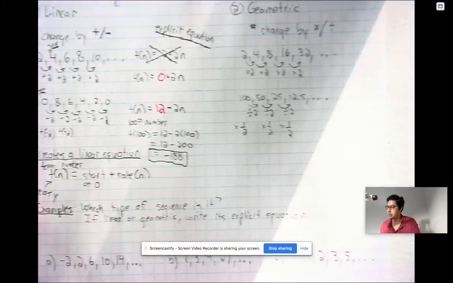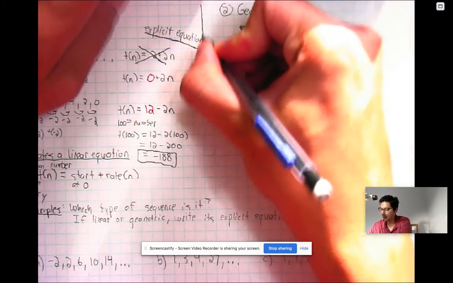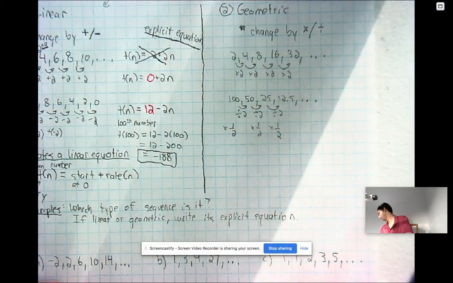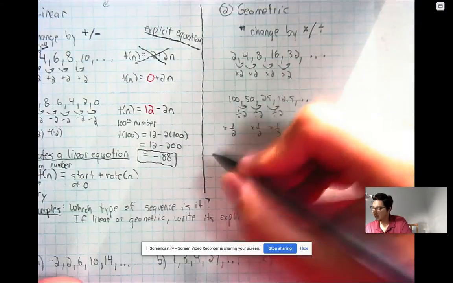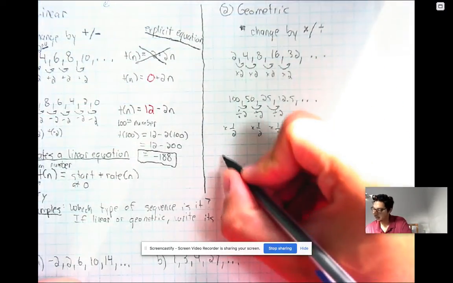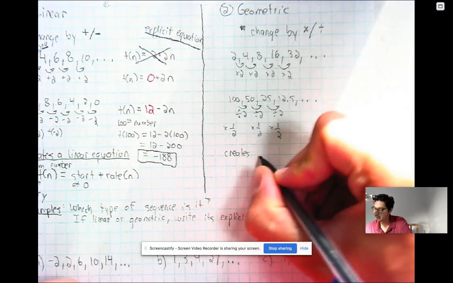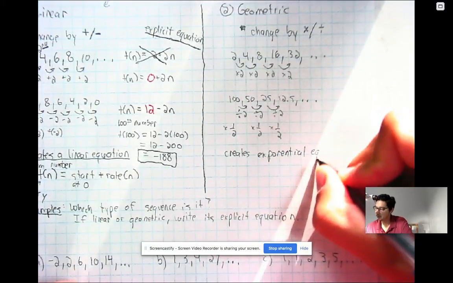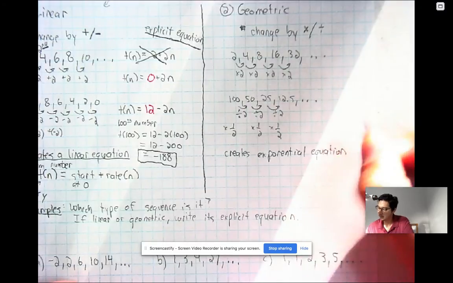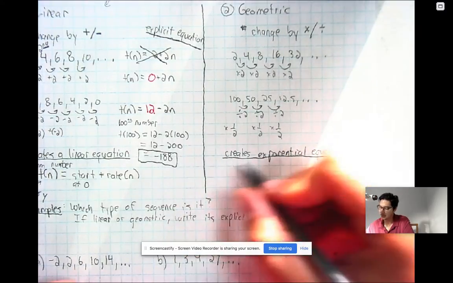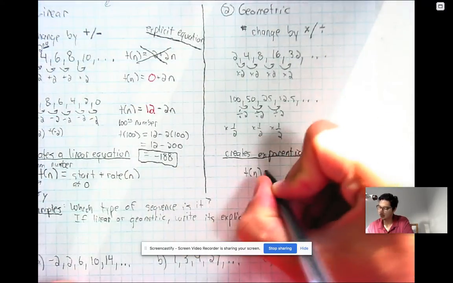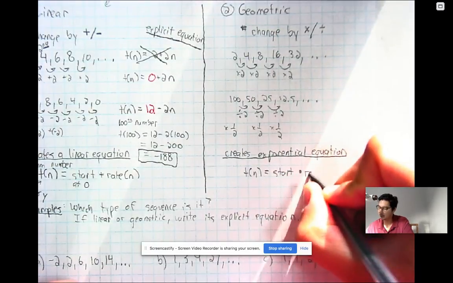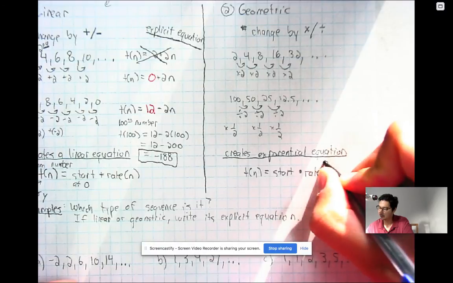Right? Now, geometric is not any different, and it's not something brand new. I think the only real new words are the words linear and geometric. Notice how it's timesing or dividing, this creates an exponential equation, where exponentials are the same thing, where it's going to be t of n equals your start times your rate to the power of n.